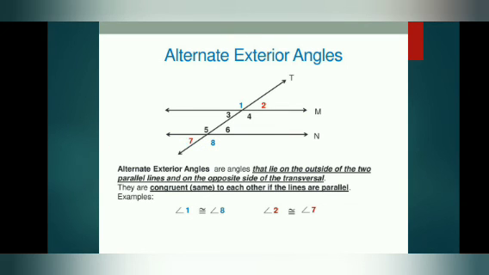The last angle is the alternate exterior angle. As I said, the angles which fall outside the parallel lines are called the exterior angles. Here 1, 2 and 8, 7 are lying outside the parallel lines, on the opposite sides of the transversal. They are congruent to each other if the lines are parallel. Now 1 is congruent to 8 and 2 is congruent to 7. So these angles are called alternate exterior angles.